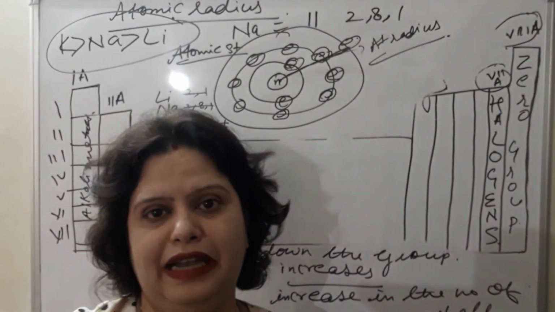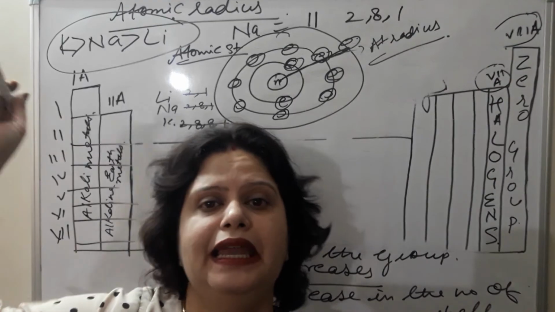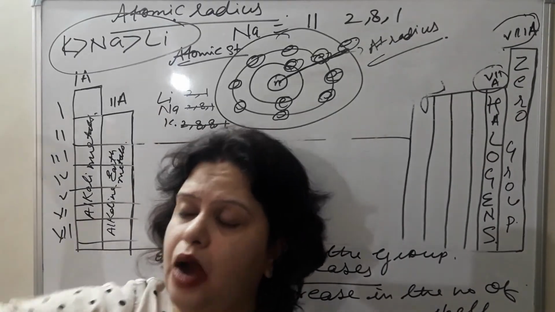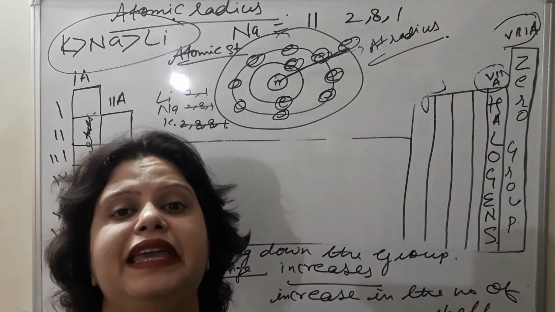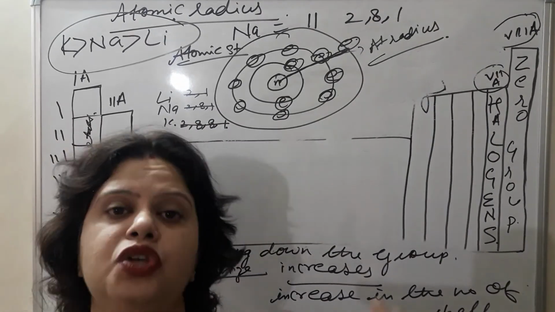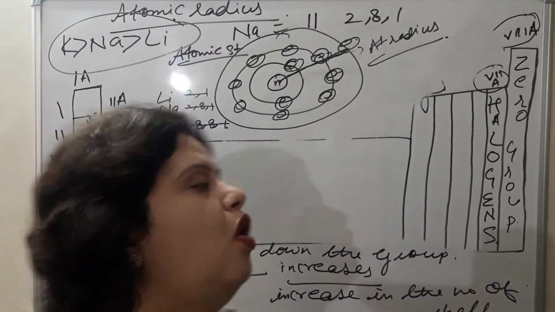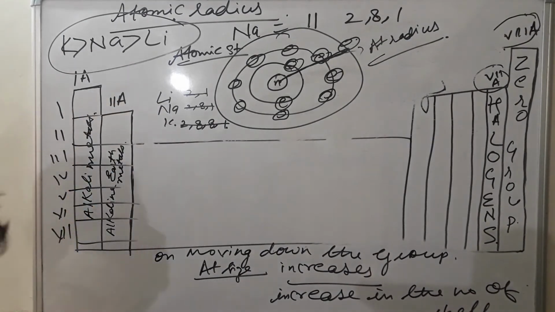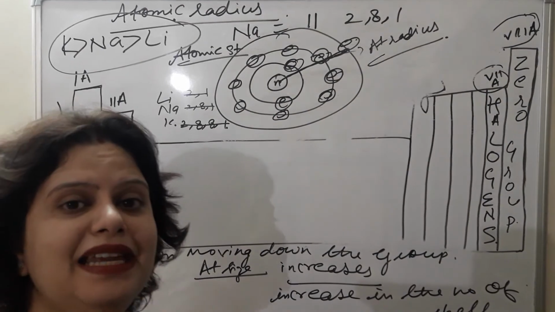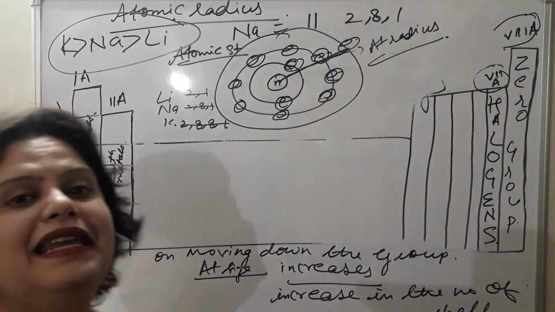So if atomic size increases, force of attraction decreases. Force of attraction between what? Between the nucleus and the electrons present in the outermost shell. When force of attraction decreases, that atom can easily lose the electron, and here I am talking about metals. That's why the metallic character increases down the group. As we move from top to bottom, metallic character increases.